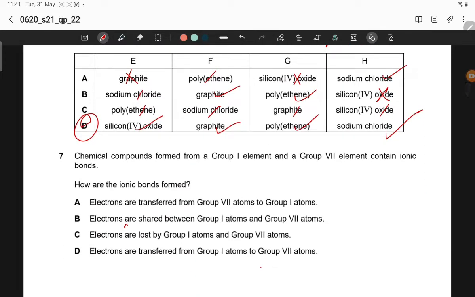Chemical compounds formed from group 1 elements and group 7 elements contain ionic bonds. How are the ionic bonds formed?